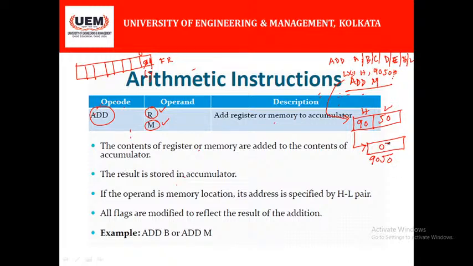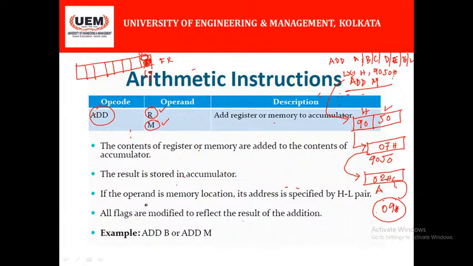Let us assume there exists a value 07H. Now let us assume the value of the accumulator is 02H. These two will be added, the result is 09H, and this 09H result will be stored in the accumulator register. What is the carry here? Carry is 0, so naturally the carry flag will be set to 0. Okay, so this is happening during the addition operation.